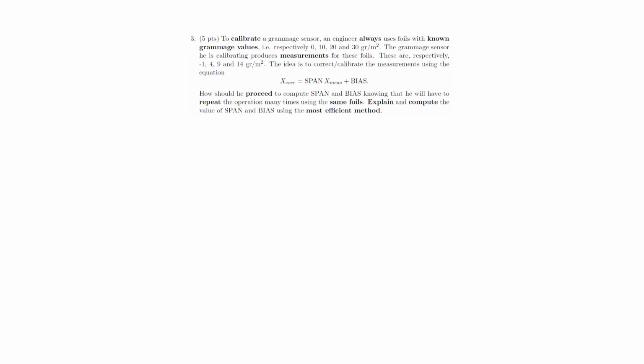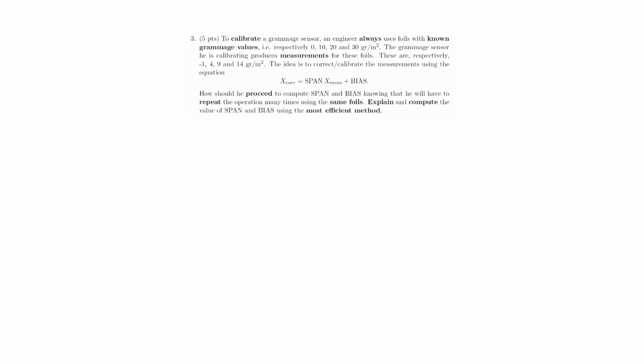So let us have a look at question 3. An engineer has to calibrate a grammage sensor, and for that he uses foils with known grammage values that are 0, 10, 20 and 30 grams per square meter. When he uses these foils and he measures the grammage, the measurements that are produced are respectively -1, 4, 9 and 14 grams per square meter.